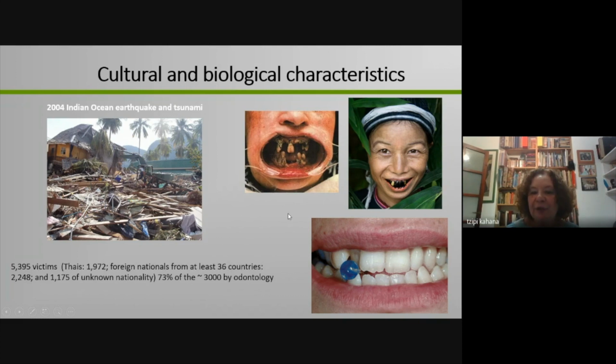It was very important for us to be able to say if we're talking about a local person, then the data will be more readily available than if we're talking about somebody that was on vacation, and we will have to make a lot of effort to obtain this data. And I can tell you from the tsunami that we identified about 3,000 individuals from dental information.